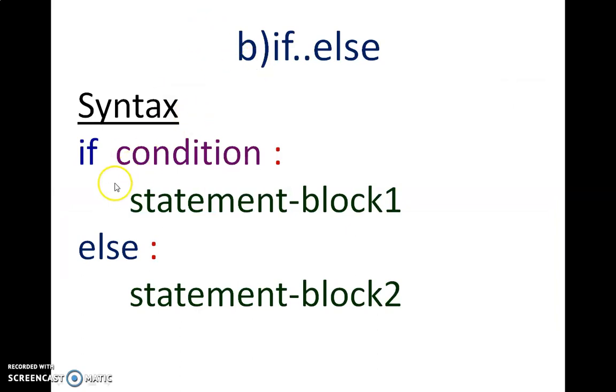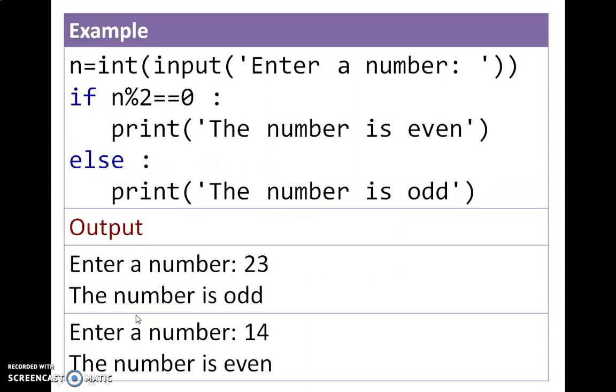If else: if condition colon, statement block 1, else colon, statement block 2. Here also you note the colon after the condition and also after the else keyword. Here if and else must be at the same level and the statement blocks must be indented. In this example, we are checking whether a number is even or odd. Here the condition is n modulus 2 is equal to 0. The modulus operator gives the remainder.